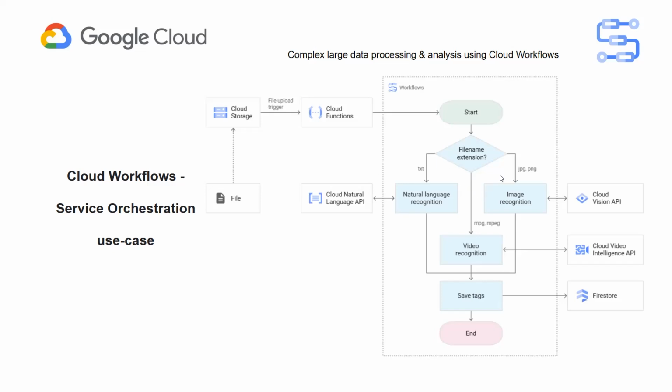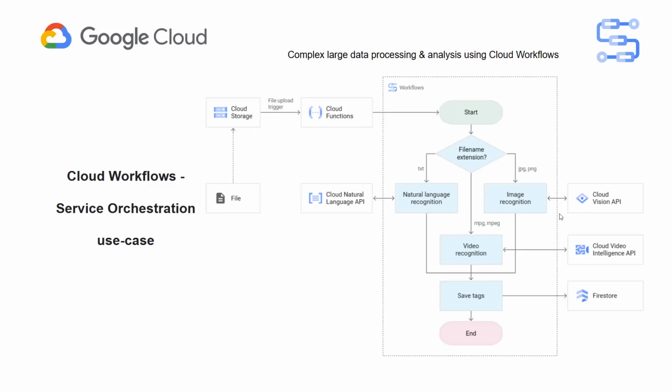If the file extension is .jpg or .png, the workflow communicates with the Cloud Vision API to recognize the new image. This feature allows you to automatically identify and classify objects, faces, landmarks, and other visual features in the image, providing valuable insight for the business.